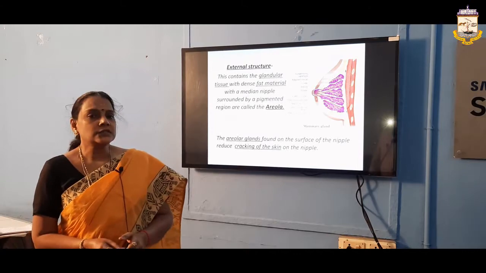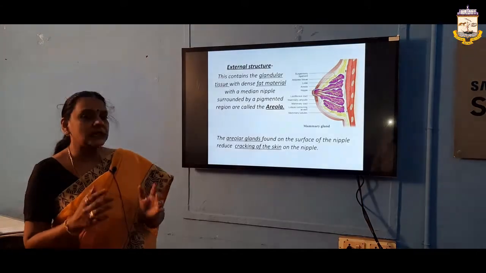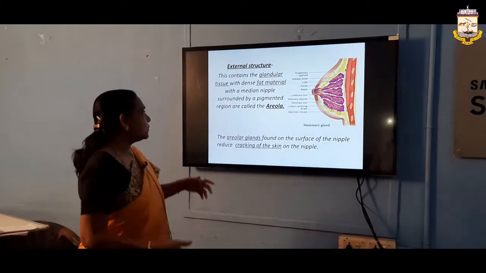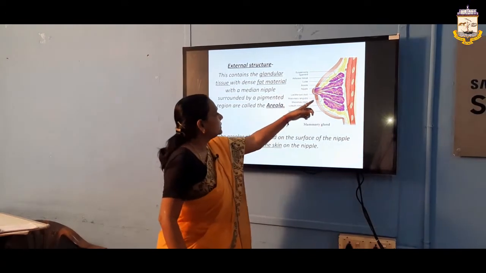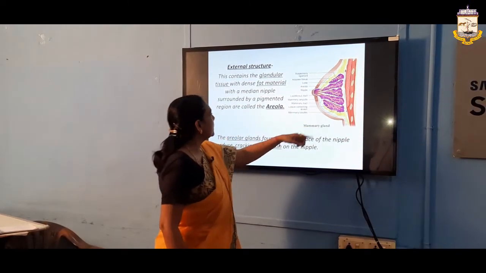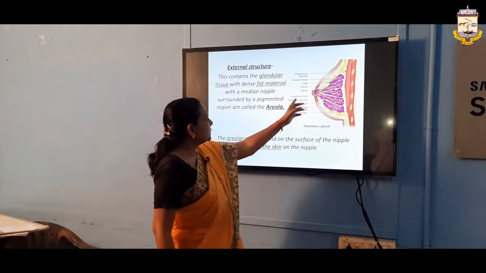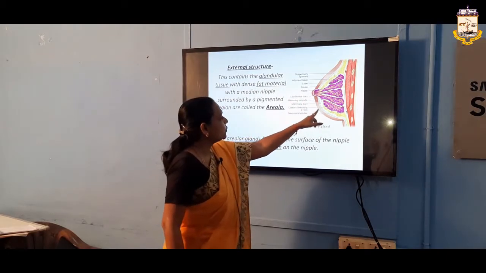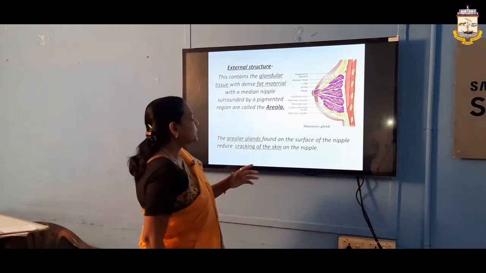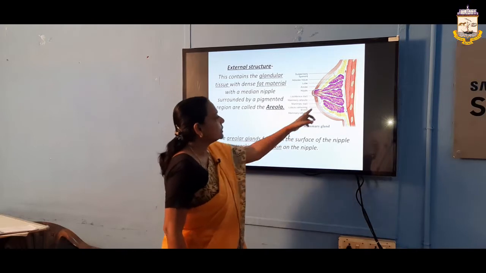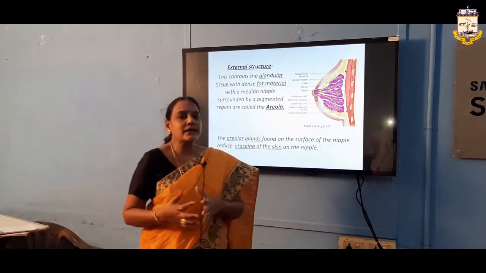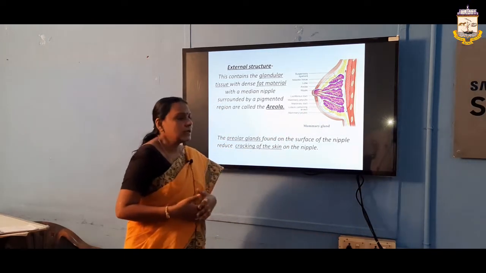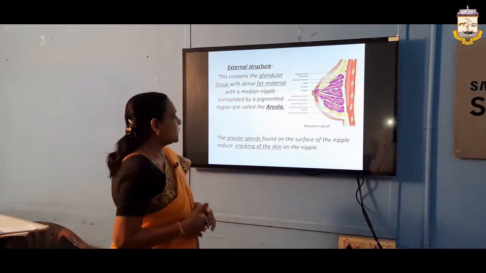And the external structure of the mammary glands: you can see the glandular portion, that is the glandular tissue, with dense fat material present here, and a median nipple surrounded by the pigmented area, which we call the areola. Actually, the areolar glands on the surface of the nipple reduce the cracking of the skin on the nipple. That is why it is present here.